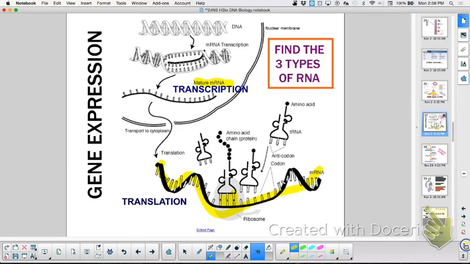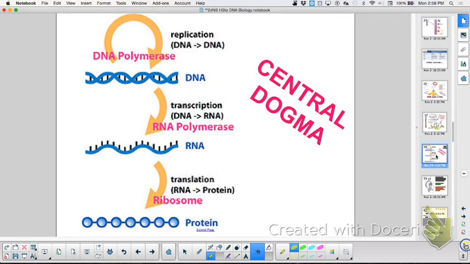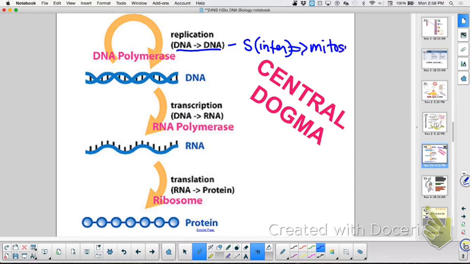Okay, so this is the central dogma. DNA replication is the first part of our central dogma, DNA to DNA. And that's going to happen when we get ready for what? When is this going to happen? No, that's not when it's going to happen. It's going to happen during the S stage of interphase, when we're getting ready to do what? Mitosis, when we want to make more cells.